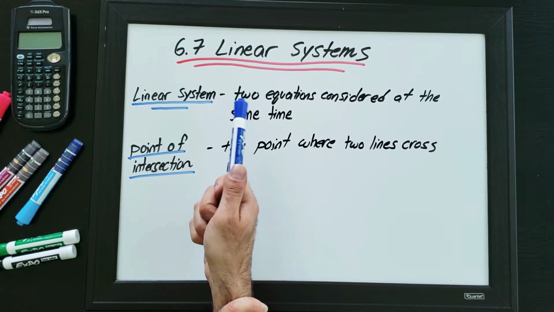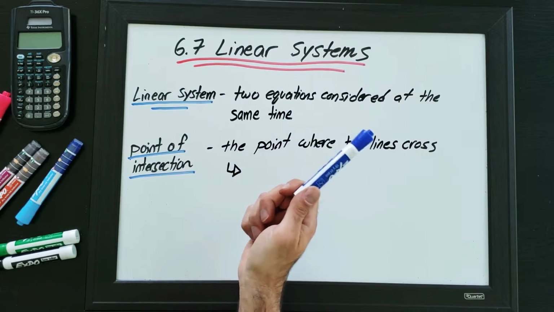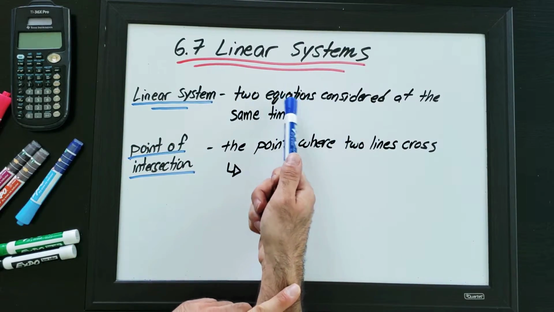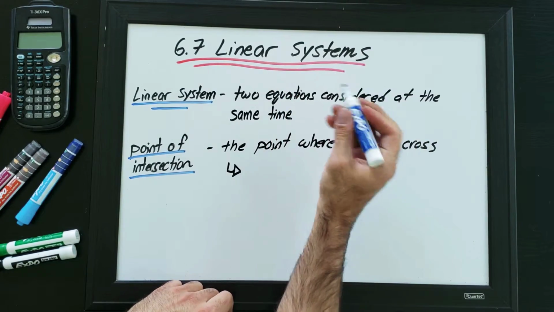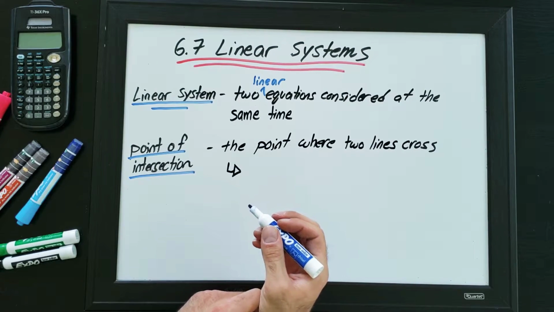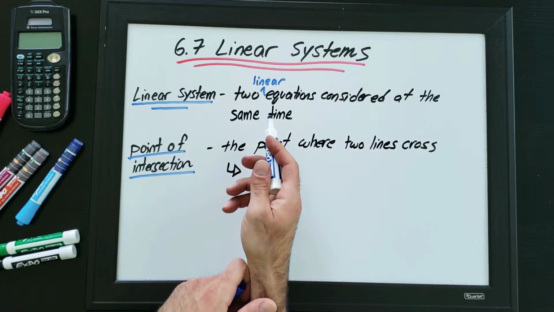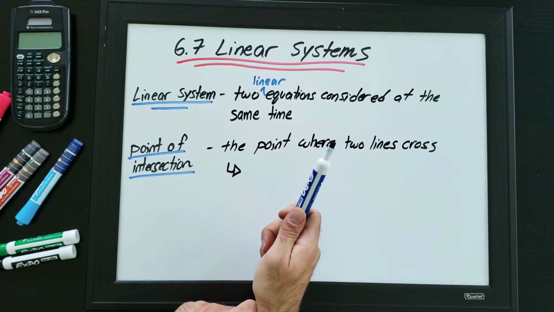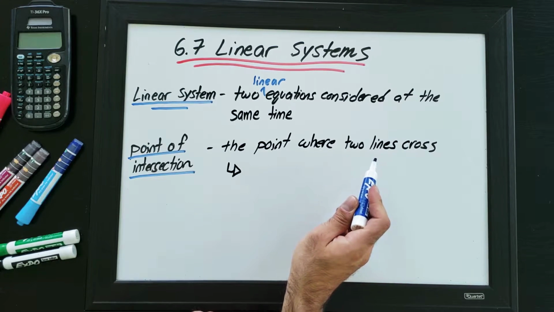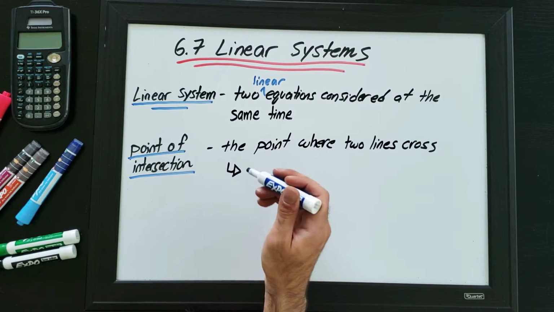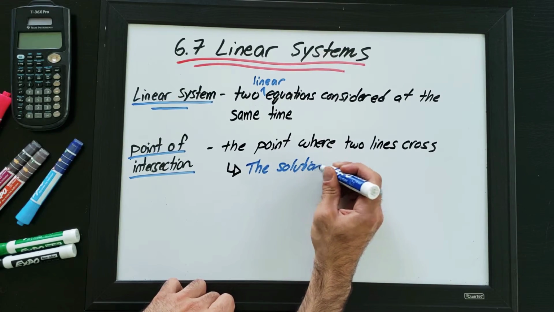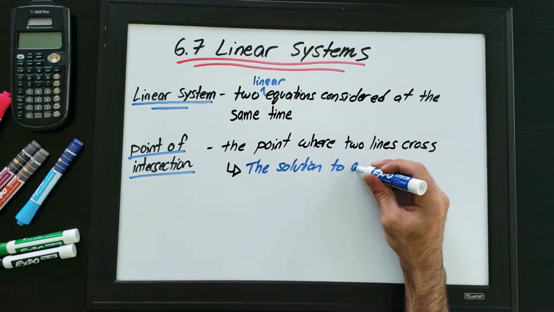A linear system is technically two or more equations considered at the same time, but for you guys, it's always going to be two. So I want to consider two lines at the same time, two linear equations considered at the same time. Now, if these lines are not parallel, they will 100% cross. So the point of intersection is the point where these two lines cross. And why are we interested with this? Because this is the solution to a linear system.